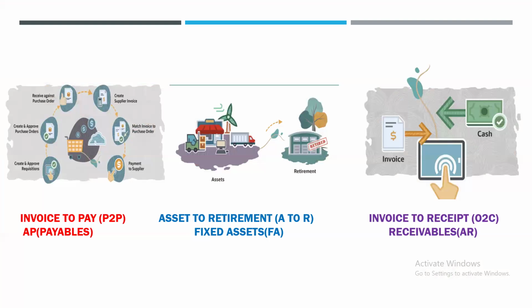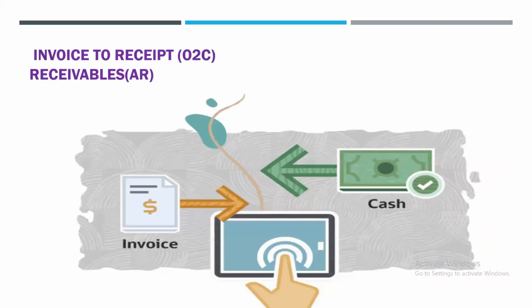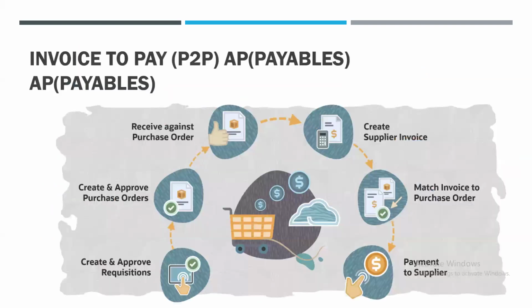We are going to discuss three main activities, three business processes: invoice to cash, asset acquisition to retirement, and P2P, procure to payment. These are the three important business processes that we will cover in our training. I will give high-level information: what is P2P, what is O2C, and what is FA.